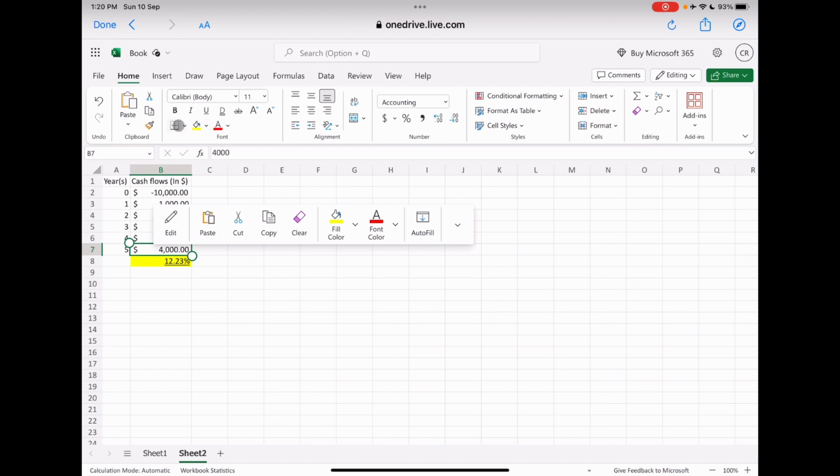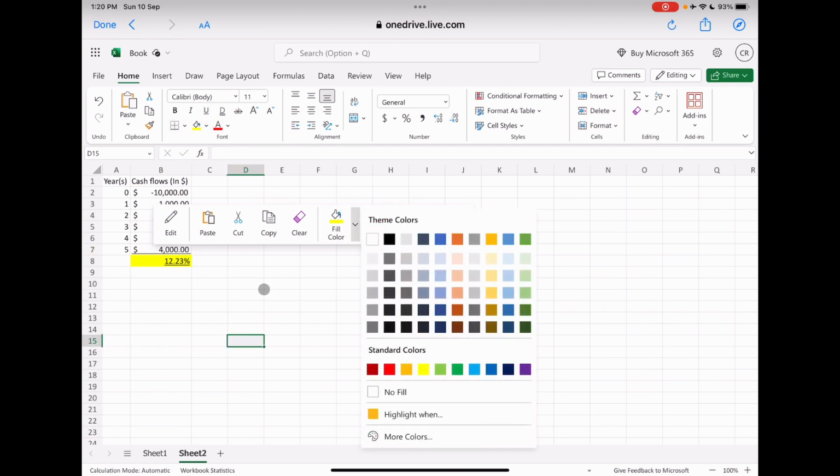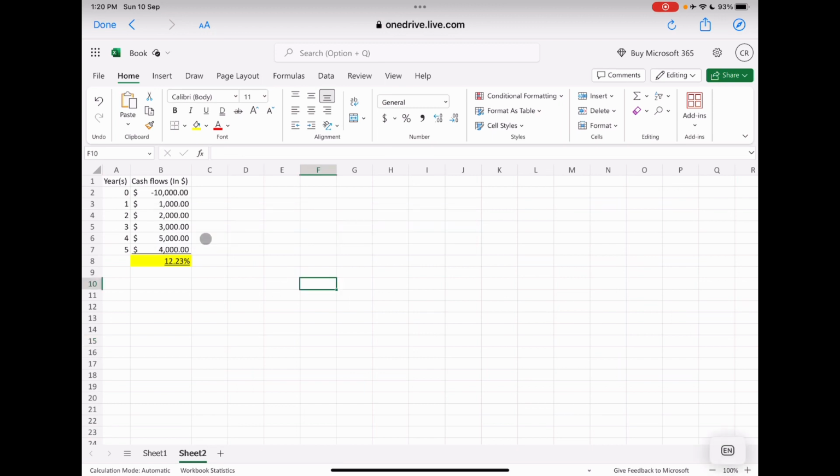So basically what is IRR? IRR is the situation where the NPV equals 0. Okay, hopefully everyone is okay with that. So this was the simplest way to calculate IRR.